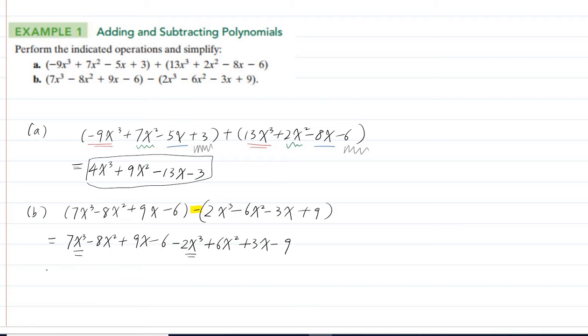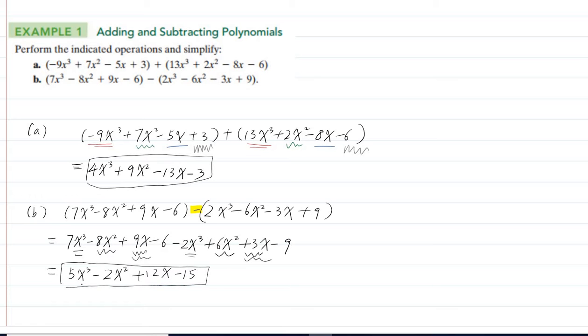This is going to give us 7x cubed minus 2x cubed gives you 5x cubed. And then we have the x squared. So that gave us negative 2x squared. Then now we have the 9x, and then plus the 3x. So that gave us 12x. And then we have negative 6 and negative 9. That gave me negative 15. So that is your final answer.